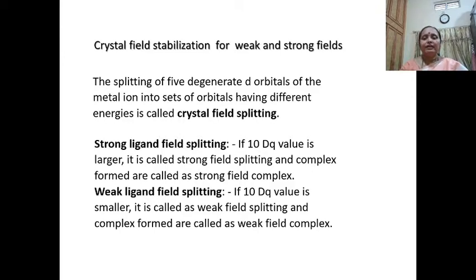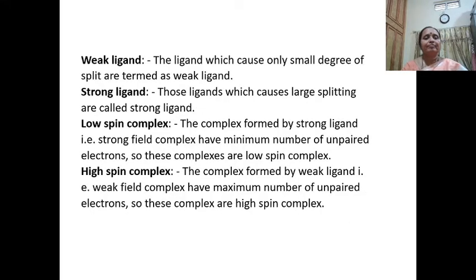If the 10 Dq value is larger, it is called a strong field splitting and the complex formed is called a strong field complex. If the 10 Dq value is smaller, it is called a weak field splitting and the complex formed is called a weak field complex.